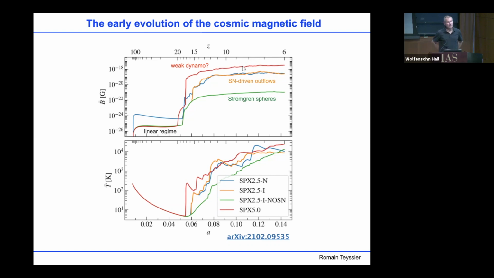Is this space averaged or mass averaged? It's volume weighted. Volume weighted. Yep. Okay, so that's the first.